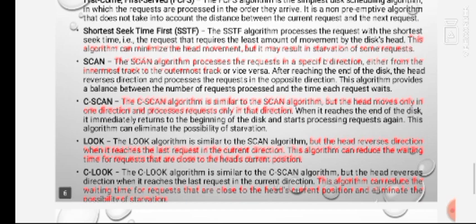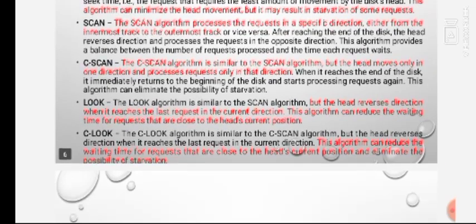The next one is C-look. The C-look algorithm is similar to the C-scan algorithm, but the head reverses direction when it reaches the last request in the current direction. This algorithm can reduce the waiting time for requests that are close to the head's current position and eliminate the possibility of starvation.